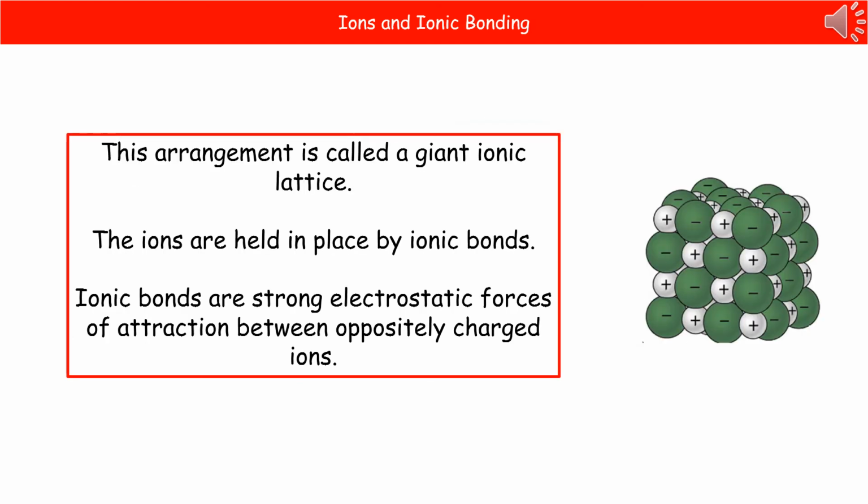When we've got an ionic compound, then it forms a giant ionic lattice, which is shown on the right there. So all of those positive and negative ions are held in place by ionic bonds. And these ionic bonds are strong electrostatic forces of attraction between oppositely charged ions, so a positive and a negative.